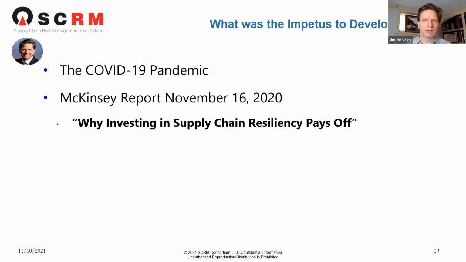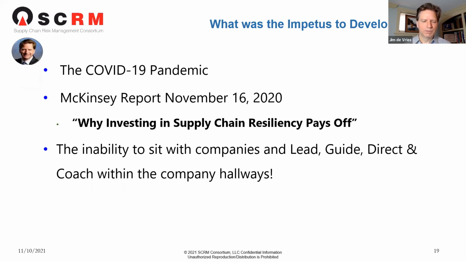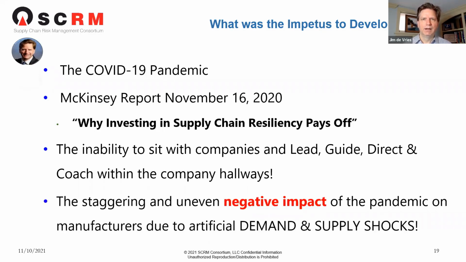Further reinforced by the focus on governments to industry leaders to news networks, as we just discussed. So a lot of reinforcement there. Again, the inability to walk the hallways, as we discussed before. The action plan provides your company insights into the operating environment and supports you in building capabilities to ensure that you can not only survive, but thrive during these times. And then finally, as we just discussed, there'd be a continued staggering of uneven negative impact of the pandemic, due to these artificial demand and supply shocks.